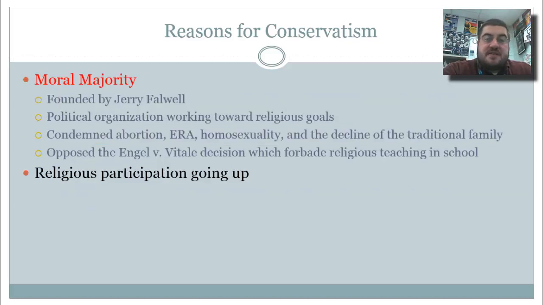And so another reason for conservatism is this religious participation going up during the late 70s and 1980s. And a lot of these people get into politics, such as the Moral Majority, which is founded by Jerry Falwell. And his goal is to use politics to work toward religious goals. And his organization becomes a powerhouse in getting Southerners who weren't registered to vote and people in the Midwest who weren't registered to vote Republican. And so his organization, the Moral Majority, condemns abortion and the Roe versus Wade decision, the Equal Rights Amendment, which they say would destroy the traditional American family, and homosexuality they're also against. They also oppose the Engel versus Vitale decision of the early 60s, which forbade religious teaching in school. So that's another reason for this rise of conservatism.